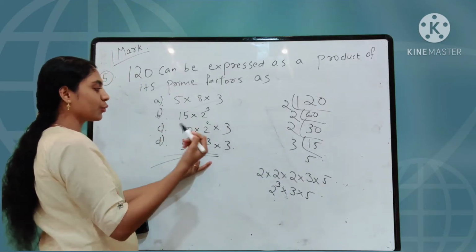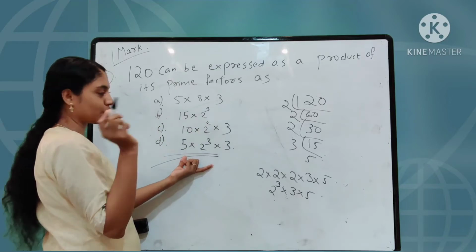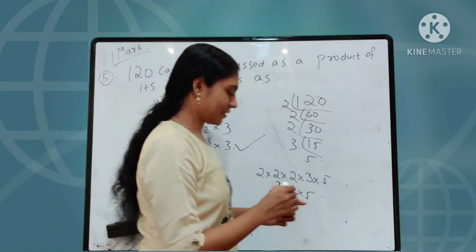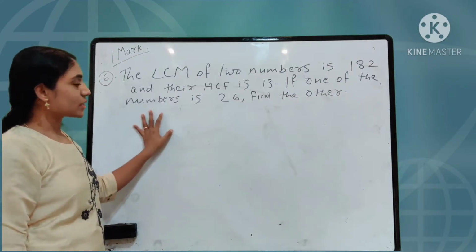Or 5 into 2 cube into 3. Or 3 into 5 into 2 cube, right? So option 4th one is the answer. So friends, going to the next one more question.